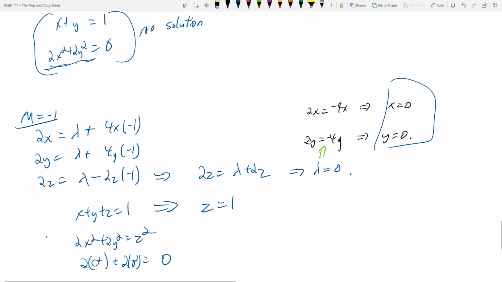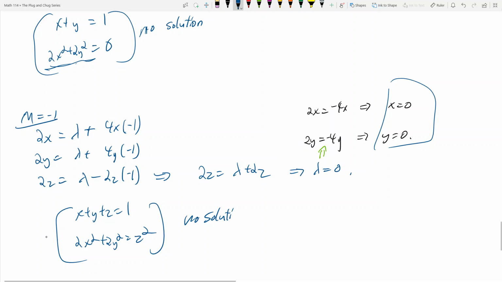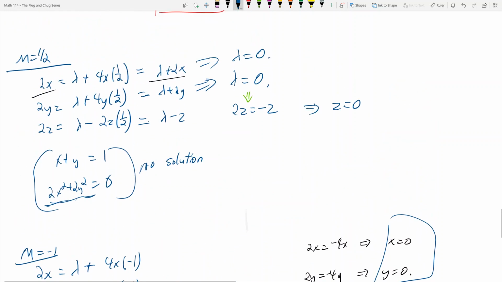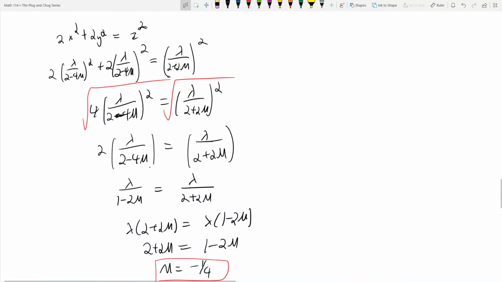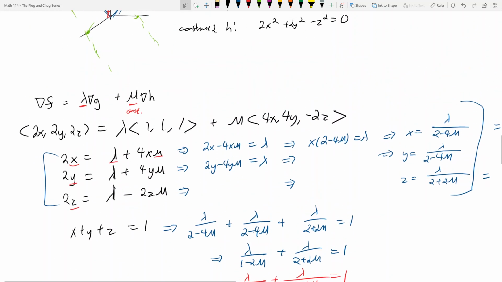Okay? And because of this, x equals 0 and y equals 0, I got z is simultaneously 1 and 0. Can't really have that happening. So because of this, there's no solution at these points, right? At x equals 0, y equals 0. There's no solution to this system of equations. So when mu is -1, there's no solution. When mu is 1/2, there's no solution.